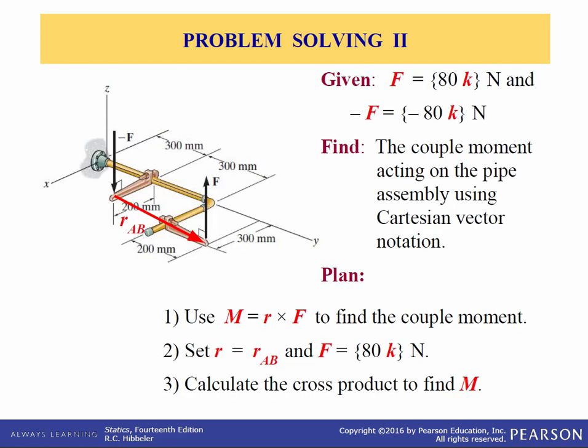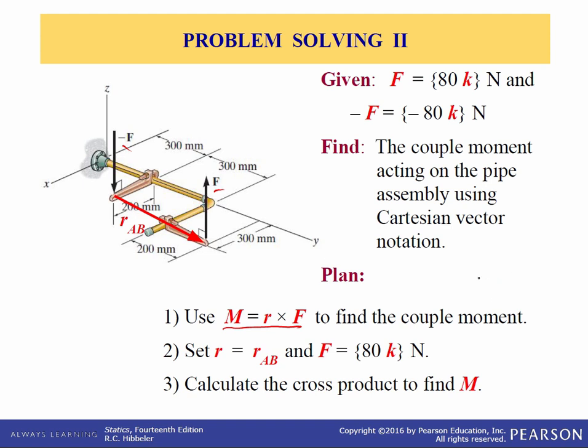Now let's do another one. This time we're going to use the vector formulation. So we're given that F is 80k, so it's newtons. It's in the z direction. Minus F is equal to minus 80k. Find the couple moment acting on the pipe assembly using Cartesian vector notation. So we're going to use the vector equation, M is equal to r cross F, to find the couple moment. And the question is, what is r and what is F?